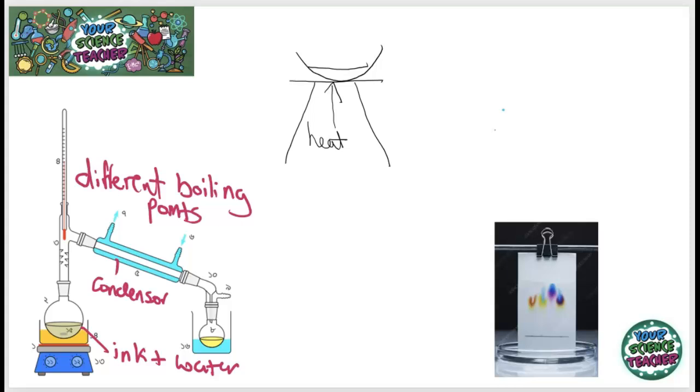If we want to separate a salt that is dissolved in a liquid, so what we call a soluble salt, we can use a technique called crystallization. And the way that crystallization works is your liquid gets evaporated off and it just leaves behind the salt that you started with.